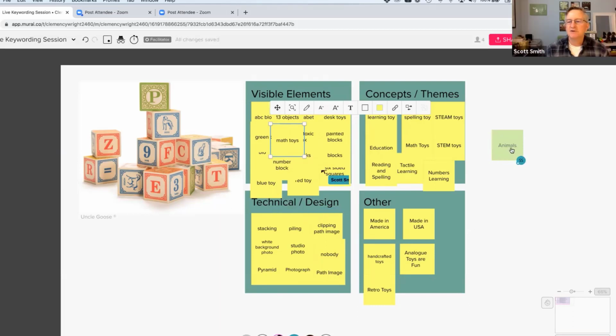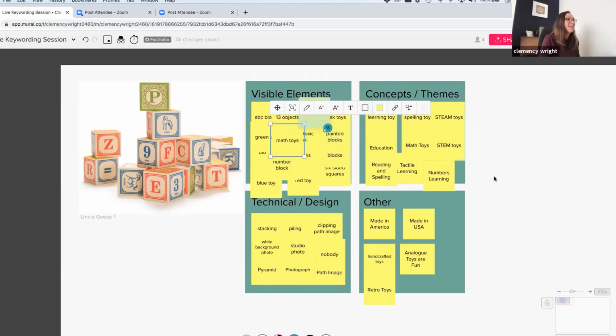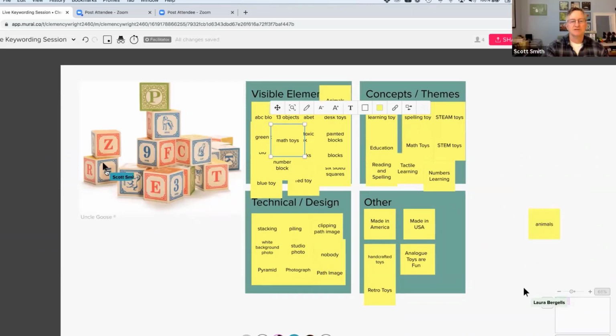Took me this long to notice there were animals on the blocks. Do I need to add animals? Yeah. So I think one side is an animal, one side is a number, one side is a letter, and then it possibly has a symbol or something else. I see an equal sign.